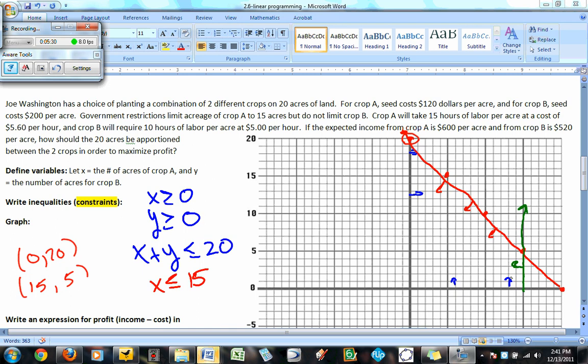And I also have these constraints down here. I have 15, 0. And that should be it. That's the 4 corners. Oh, and then obviously I have 0, 0. I could plant nothing. But I'm guessing that planting nothing, unless we're completely losing money on the whole deal, isn't going to be our answer.